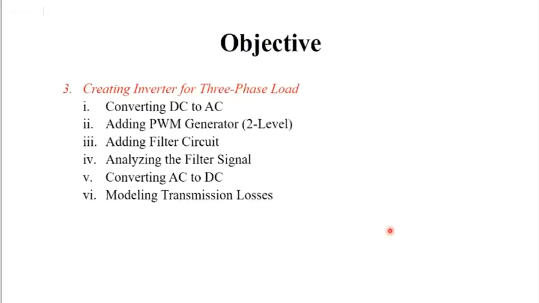In the third part, we are going to create an inverter for a three-phase load, in which we convert DC to AC, then add a PWM generator to provide gate pulses to our inverter. Then we add a filter circuit to the inverter circuit and analyze it. Analyzing means we are going to see what harmonics are present in our signals. Then we are going to make rectifiers, and see how we can model the transmission line losses present in our lines, and how we connect these transmission line losses to our circuit.